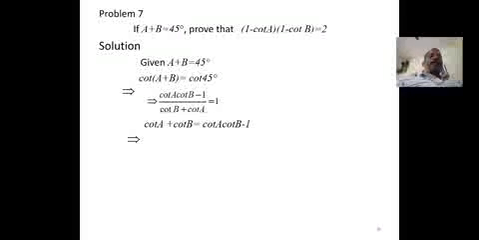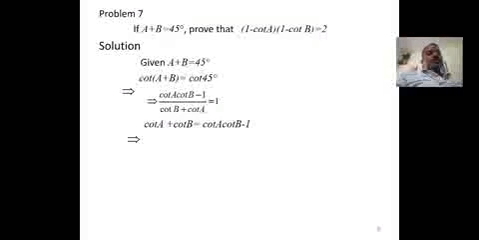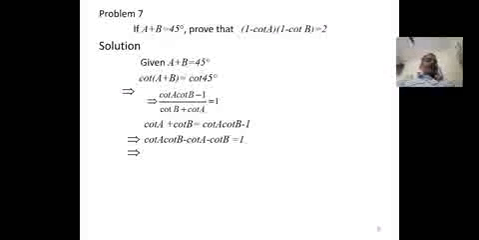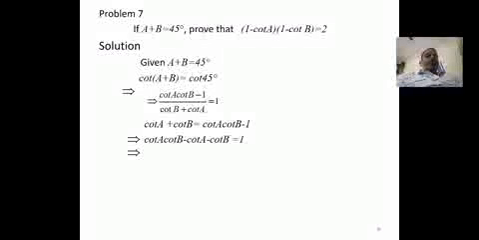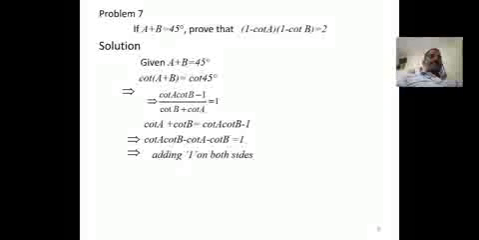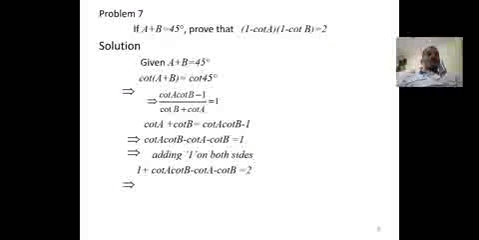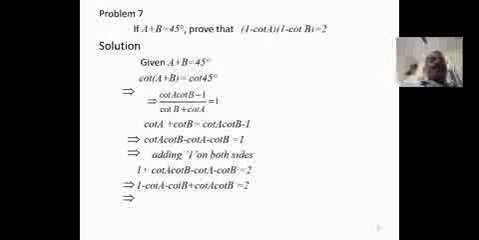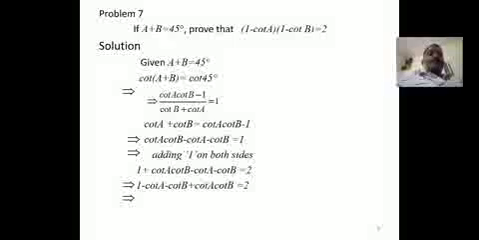By cross multiplying, cot A cot B minus 1 is equal to cot A plus cot B. Taking cot A plus cot B to the left hand side, we get cot A cot B minus cot A minus cot B is equal to 1. Now in this, add 1 on both sides. 1 plus cot A cot B minus cot A minus cot B equal to 1 plus 1, that is 2.